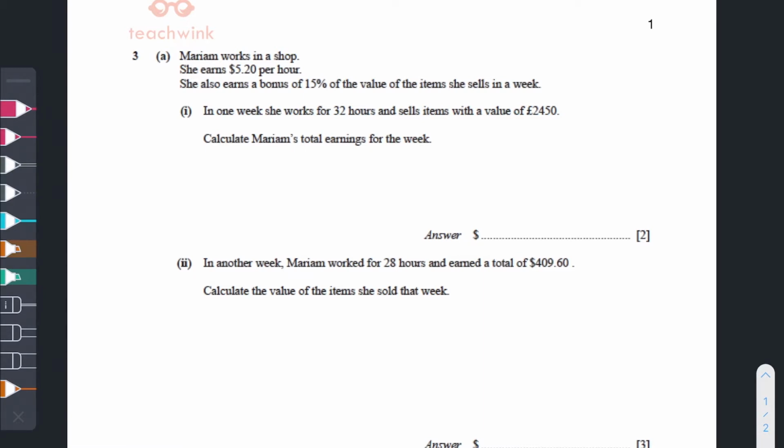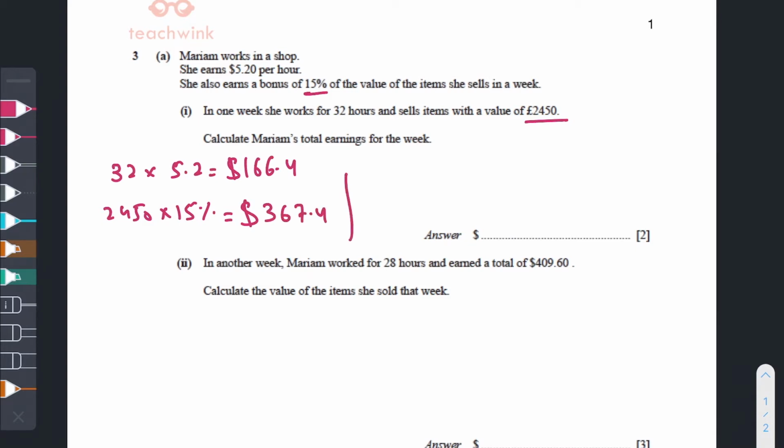What you have to do over here is, you first have to find the total amount of hours she worked and how much she makes in those hours. So that is 32, the number of hours, times 5.2, that is the hourly rate. When you multiply these two, you get $166.4. Then, since she sells items worth £2,450 and she makes a bonus of 15% of those items, you multiply 2450 times 15%.